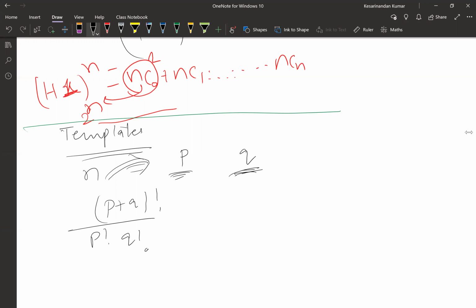The special case would be when p and q become equal. So let's take p equal to q equal to x, any number. Then what will happen is 2x factorial upon x factorial, or rather 2x factorial upon x factorial whole squared.